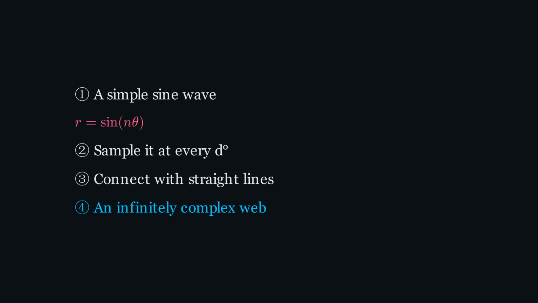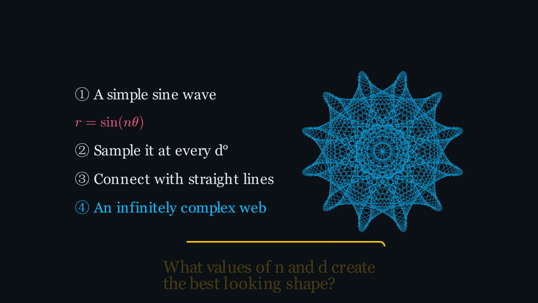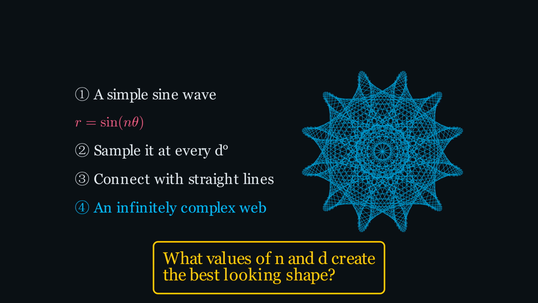So, from a simple sine wave, sampled at a specific angle, connected by straight lines, emerges an infinitely complex web of geometry that tricks the eye. Mathematics is beautiful. What values of n and d do you think create the best looking shape?